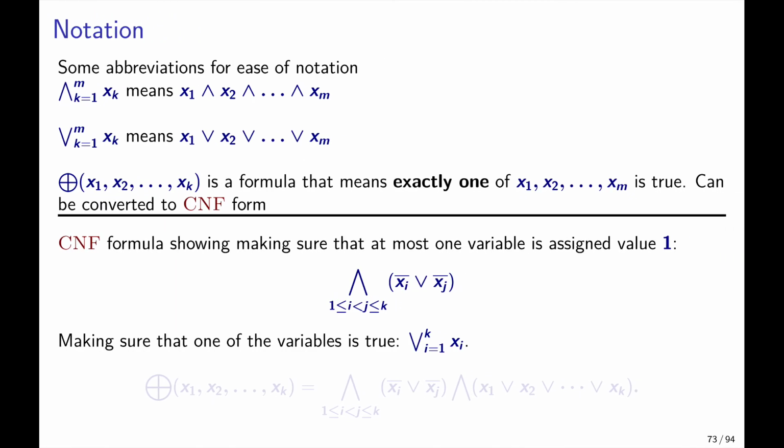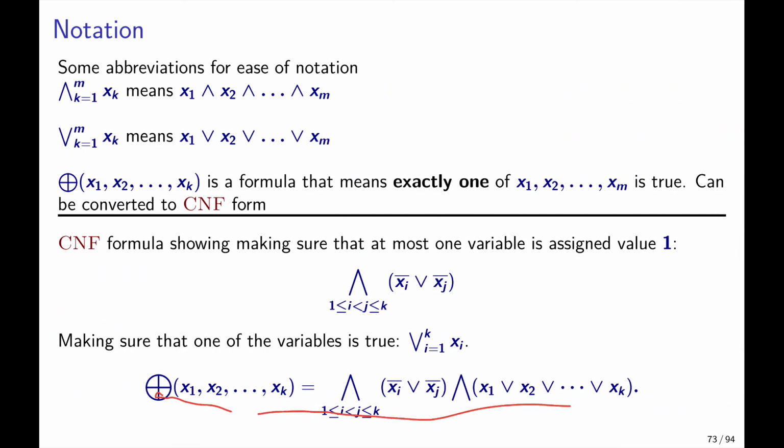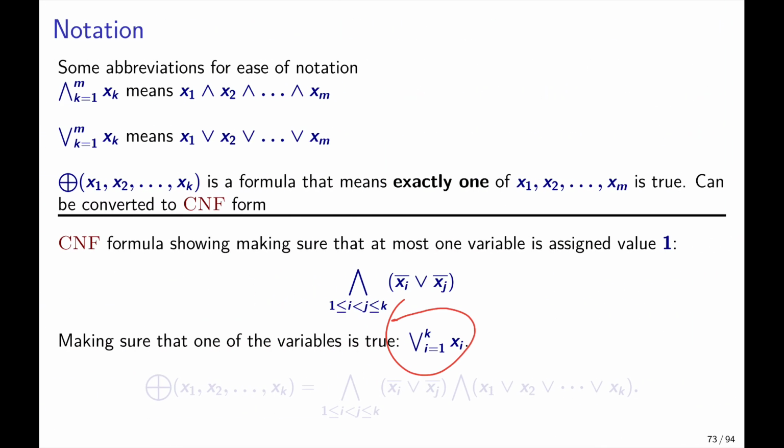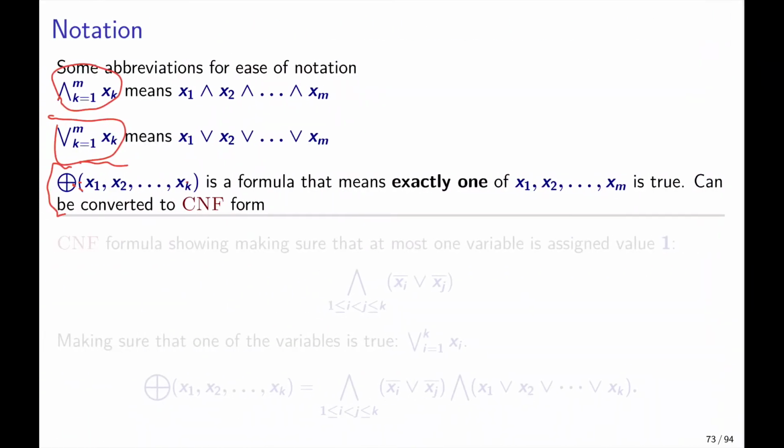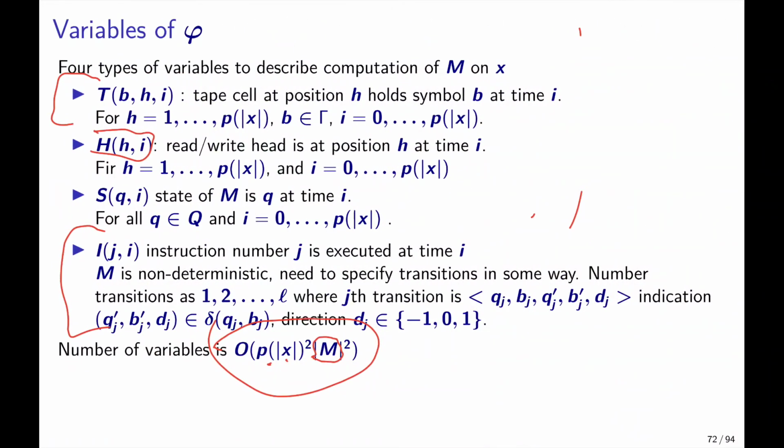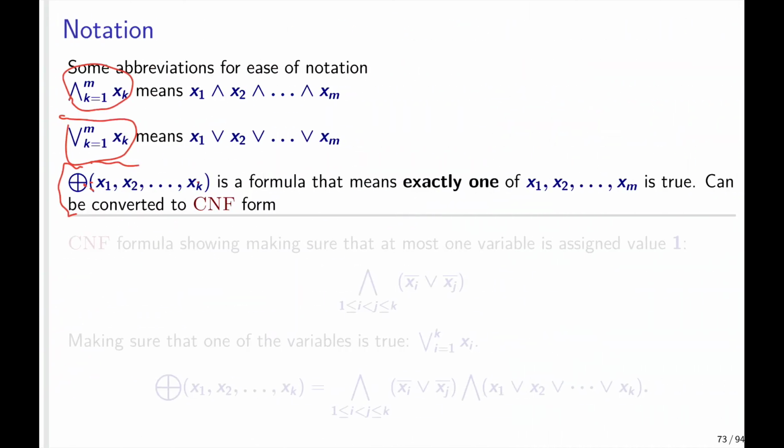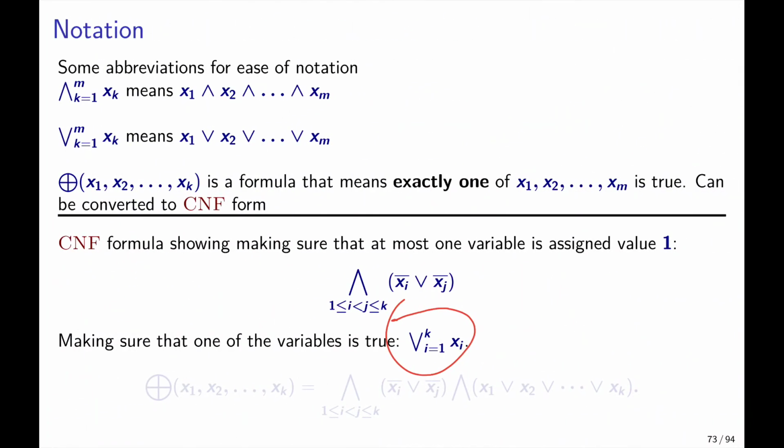We, of course, also need to ensure that there is at least one variable that is 1, but that's easy. We just take the OR of all the variables. And then the O plus is just this formula, and this formula is a CNF formula. Okay, so we can encode this formula. And to remind you, the reason why we need this O plus: if you look at the list of our previous variables that we created, most of those variables were indexed by time, and at any point in time, essentially only one of them can hold. So we need to have a lot of these conditions encoded.